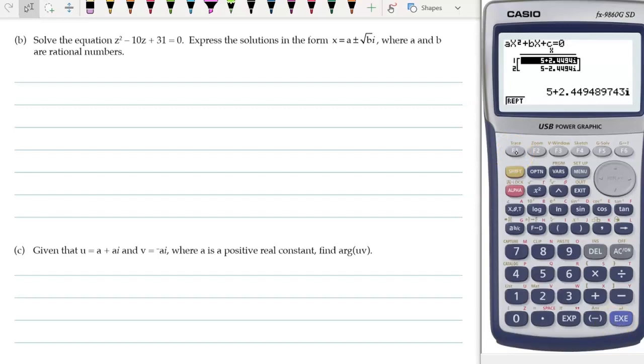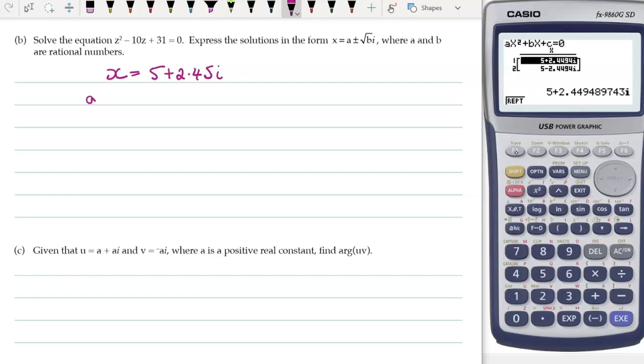And now I will solve it. So I get that x is 5 plus 2.45i, or x is 5 minus 2.45i.